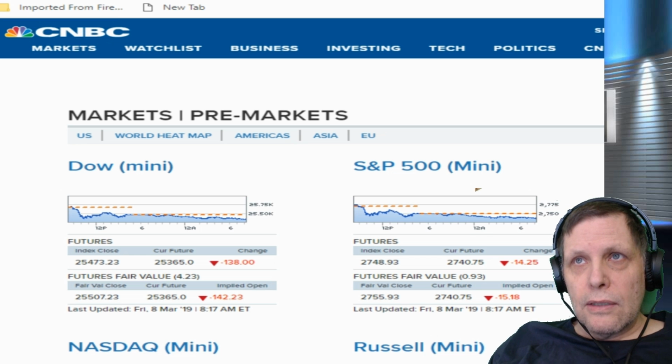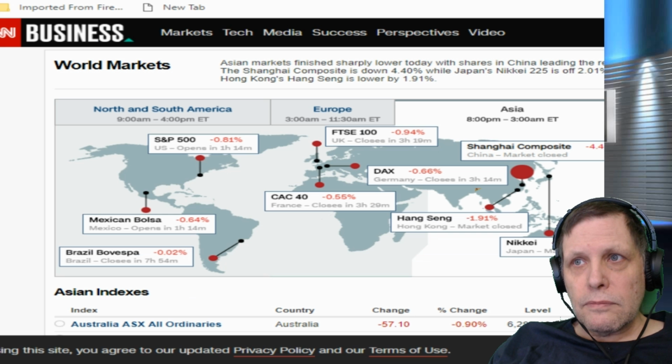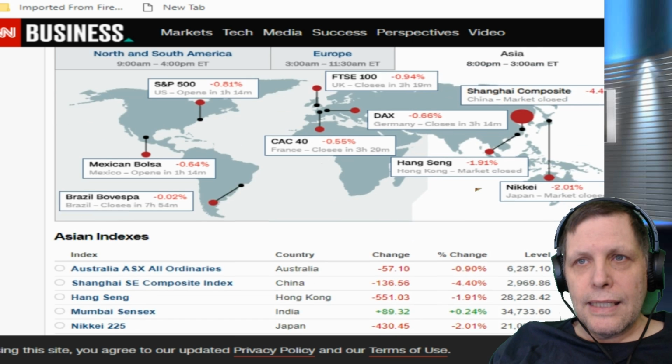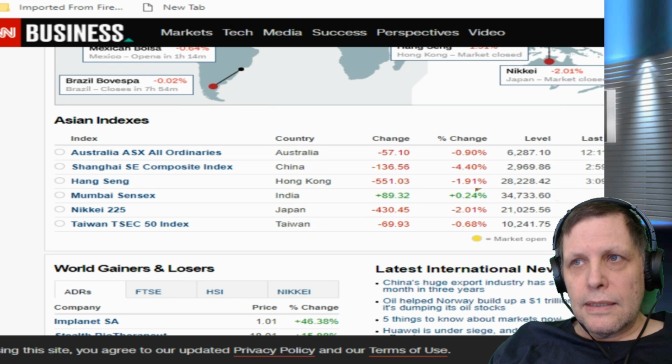Let's take a look now at the Asian markets. What we're seeing here is, look at this big red dot in the Shanghai Composite. The Shanghai Composite fell 4.4%. That's a big drop in the Shanghai. All of the markets are in the red. We can see all the way around the world the markets are in the red right now, except for one exception, India.